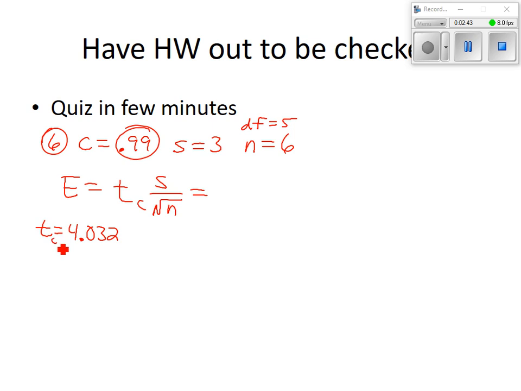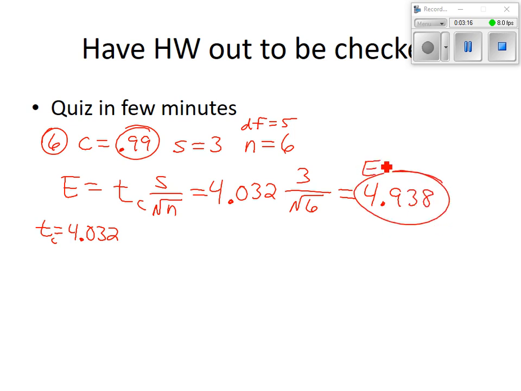Notice, when your n is small like this, 6, what happens to your tc? It's big, because we're not as confident about stuff in this certain interval. So we put in 4.032. s is 3, n is 6. Do that math for us. 4.938. That's our E, our margin of error.